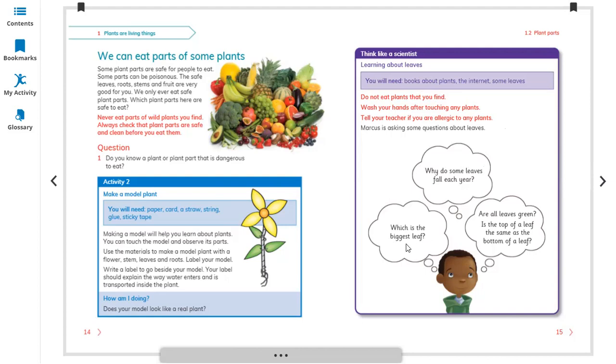Which is the biggest leaf? Are all leaves green? This one, you can say banana, I think. Is the top of the leaf the same as the bottom of the leaf? No, not all of them are green. The part which catches more water is green. And some you can see are a little bit or tiny yellow, but not all of them are the same color.